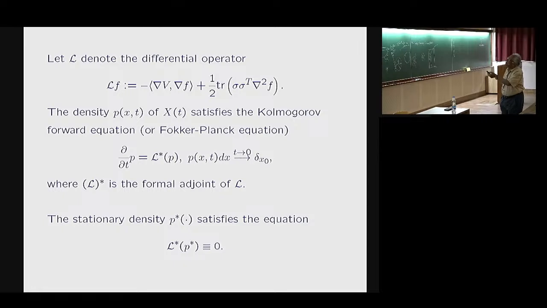Okay, from this point onwards, H is minus grad V, because I think initially I'm going to talk only about the gradient system. So H is minus grad V, and define this operator, and then the forward equation is this: del by del t of P is the adjoint of this operator applied to P. And as t tends to infinity, you can expect this to go to 0.